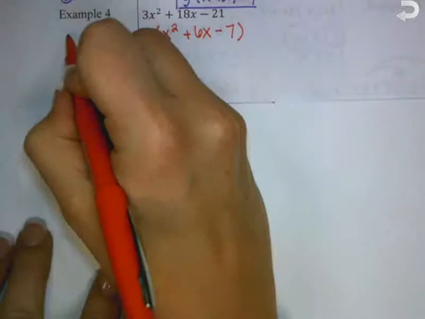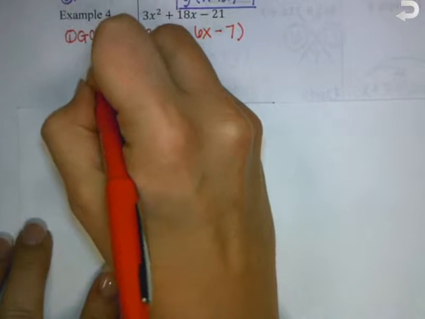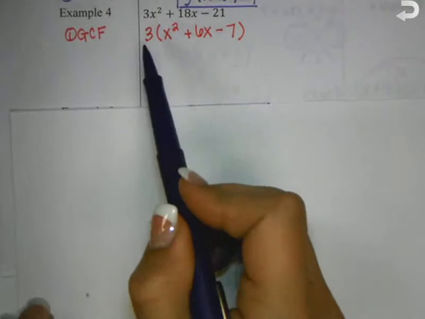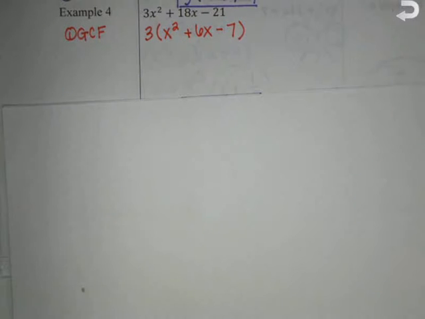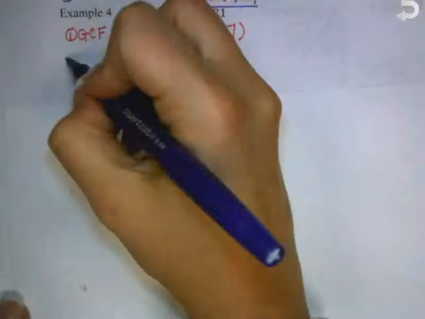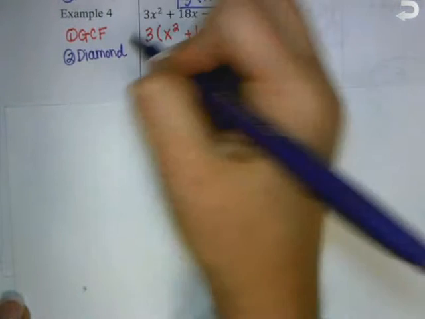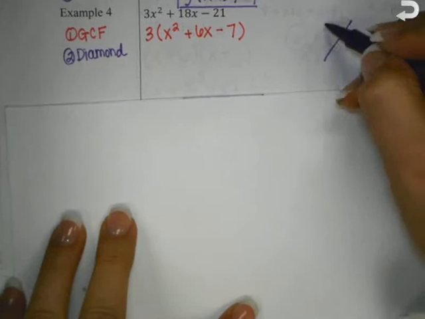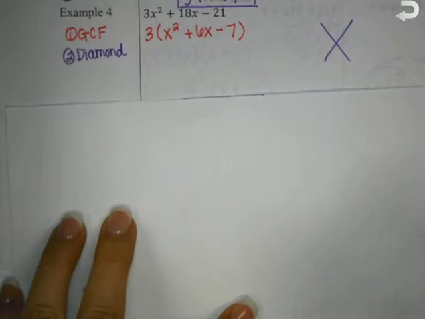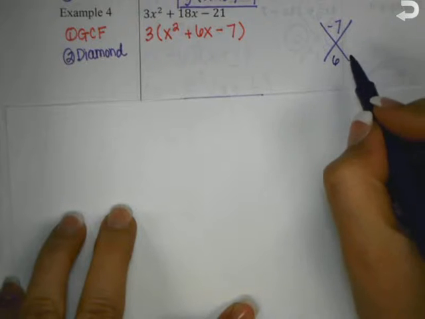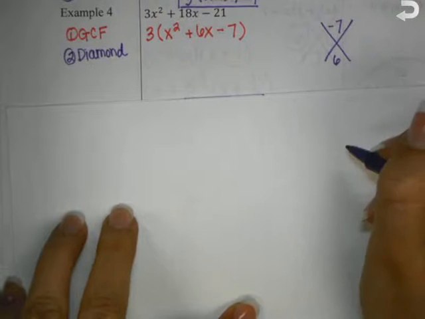Okay, what is my second step? So we pulled out a GCF of 3, and this is what we have. What was my next step? Factor, good. Factor using diamond. So we're going to do diamond. So that means I'm looking for 2 numbers that multiply to what? Negative 7 and add up to? Positive 6. Diego, what are they? Negative 7 and 1.